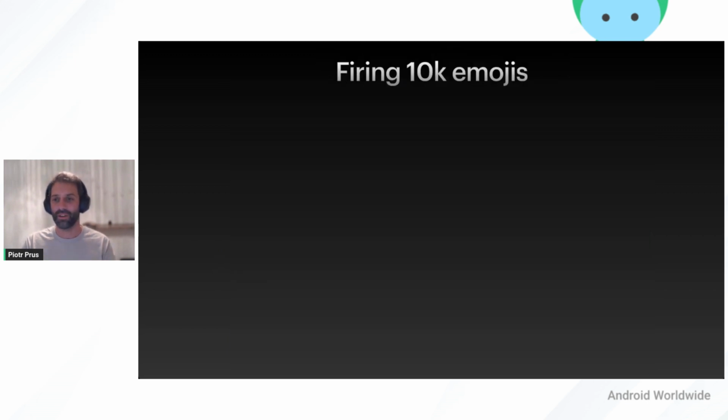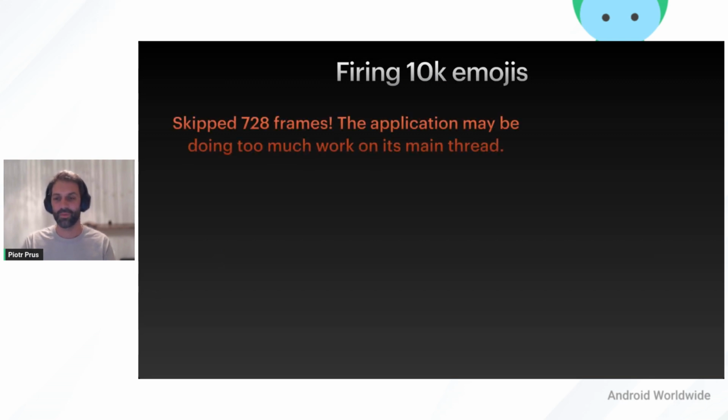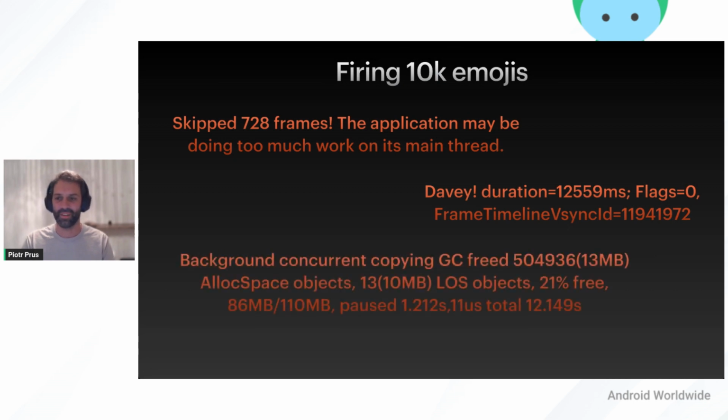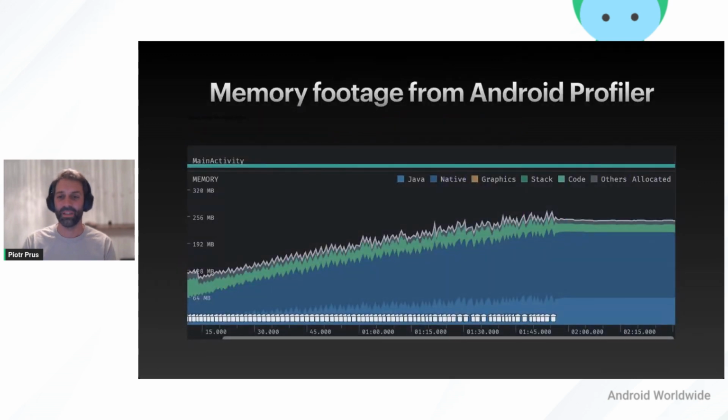So if I fire 10,000 emojis and all of them stay on the screen and are just ghosted, some weird things will happen. So I skipped 700 frames. I got this weird error, delay of duration 12,000 milliseconds, and my background concurrent copy is paused for 12 seconds. So basically my app is freezing after firing a lot of emojis.